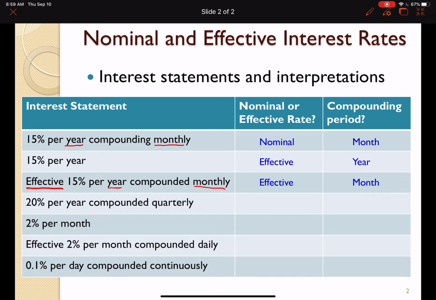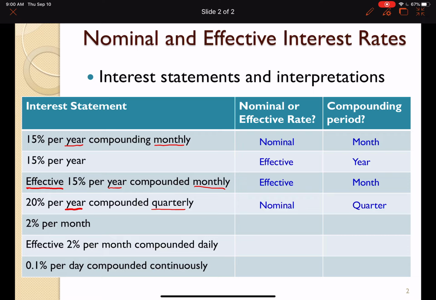20% per year, compounded quarterly. Per year, compounded quarterly. That's exactly the same as scenario number 1, 15% per year, compounded monthly. This is 20% per year, compounded quarterly. And as you can see there, the interest period is spread per year. The compounding period is quarterly, so 3 months. They are not the same, so it will be nominal. And the compounding period will be quarter. Nominal and quarter.